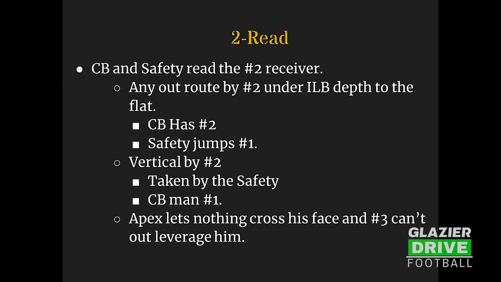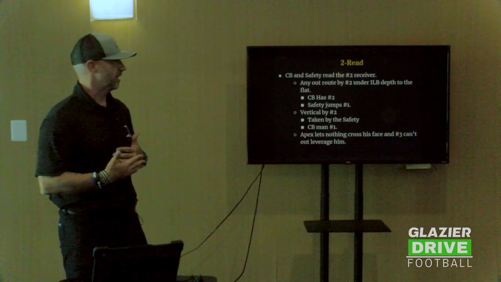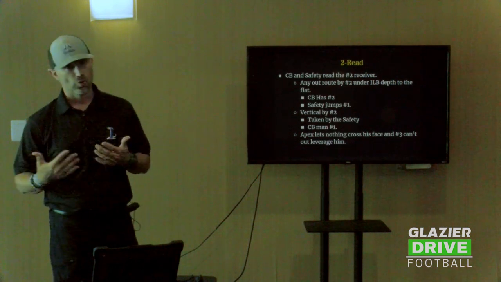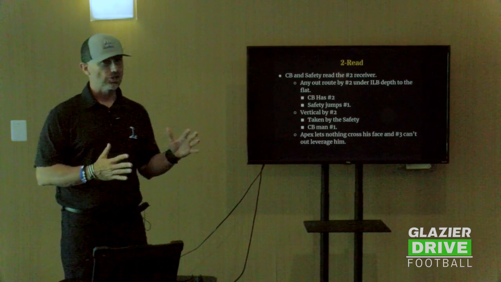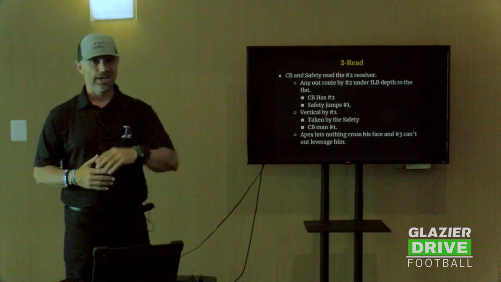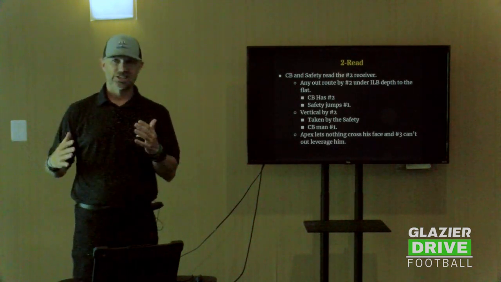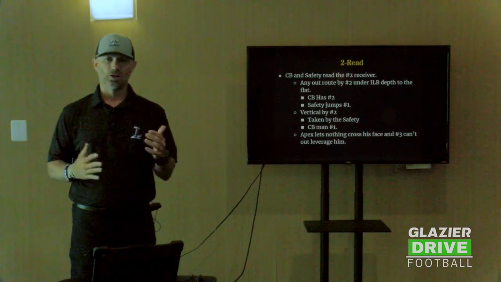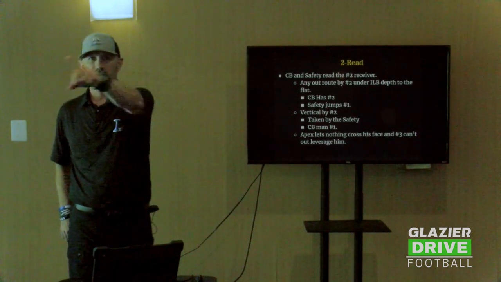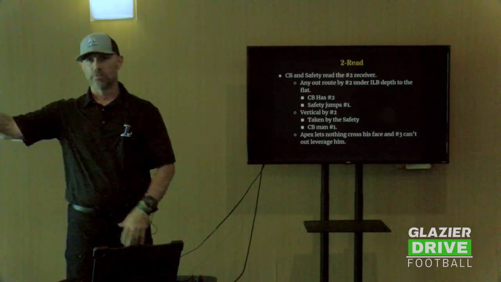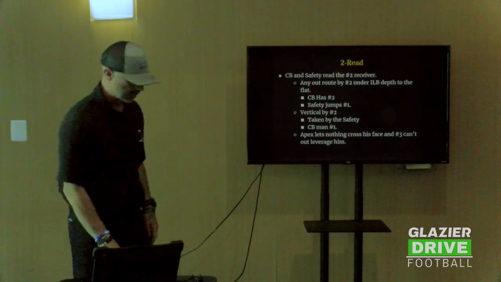The apex on the strong side would be the money. On the weak side, the apex would be either the Will or the Mike linebacker. Their rule is to never let anything cross their face and that number three can't out-leverage them. So if they get a slant route out of number two, or let's say a drag route out of number one, they have to redirect behind them and make sure number three can't out-leverage them. They have to play outside of number three.